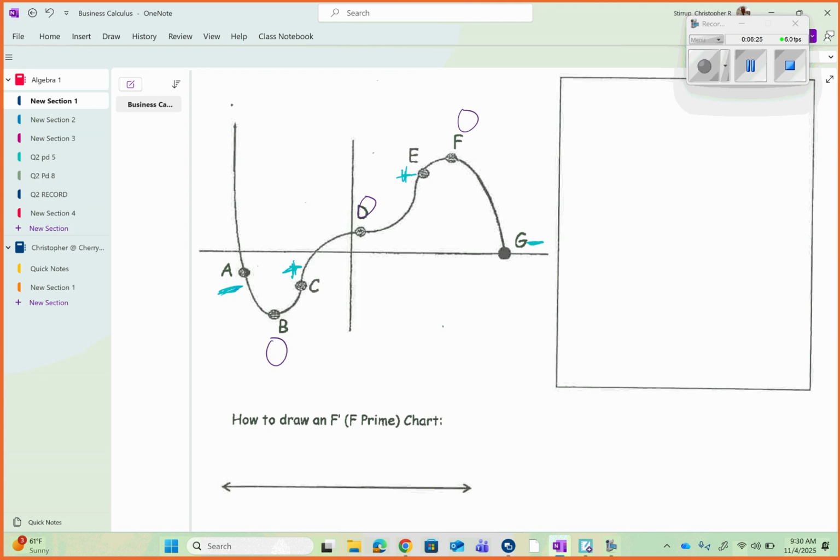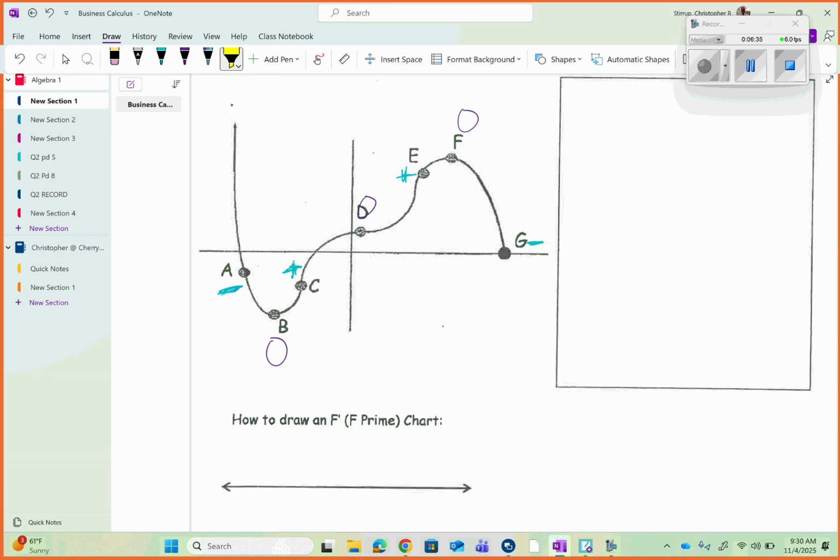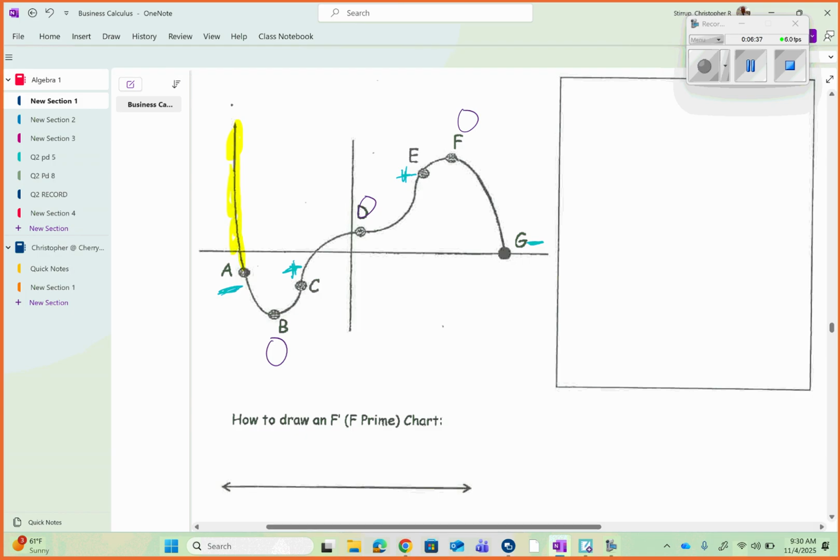So that would include the whole A region. If I were to take the derivative and plug in any one of those points here, anywhere along that yellow is going to give me a negative slope. Anywhere along this yellow here is going to give me a negative slope.